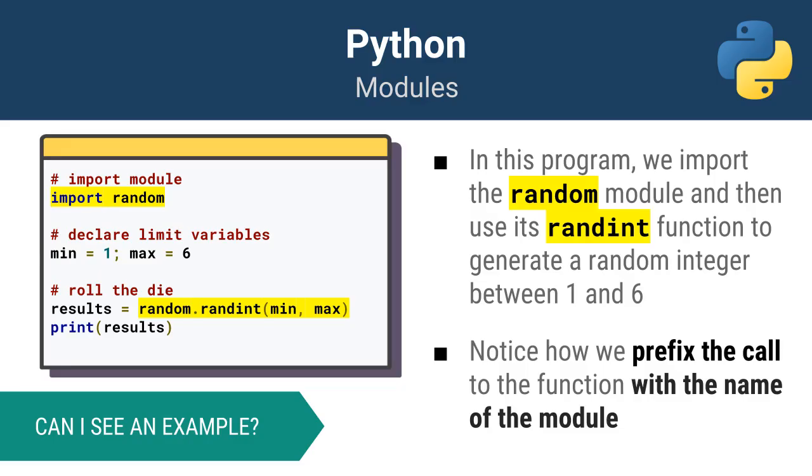This time, let's write a simple program that simulates rolling a 6-sided die. To accomplish this, we need to use a function from the random module. Again, we first import the random module utilizing the import keyword. Then we use the module's randint function later on in our code to generate a random integer between 1 and 6. As before, we prefix the call to the randint function with the module's name, random. As you can see, using previously written code is as easy as import and then code.